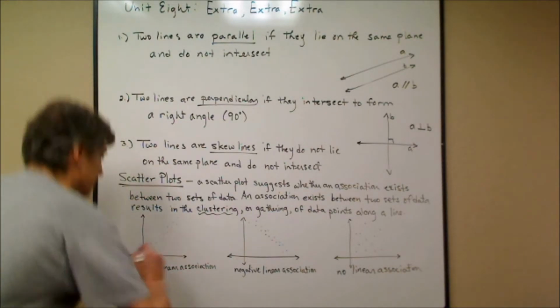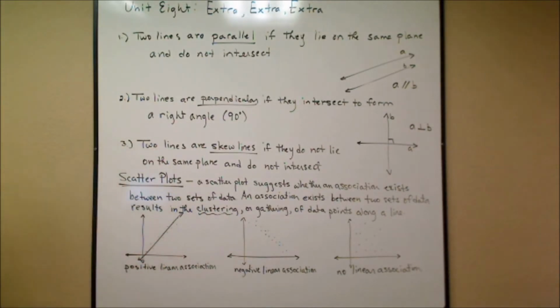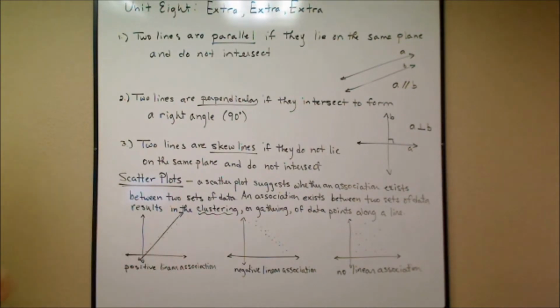And because that line that is described by those points goes up and to the right, slope is positive, we call that a positive linear association or a positive trend, or sometimes just a positive relationship.